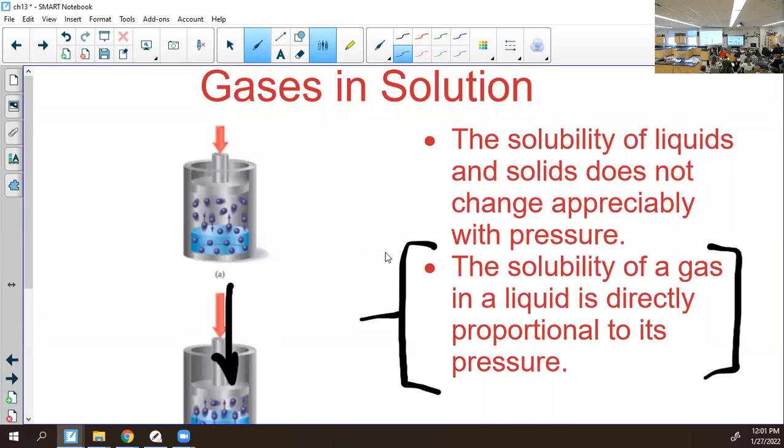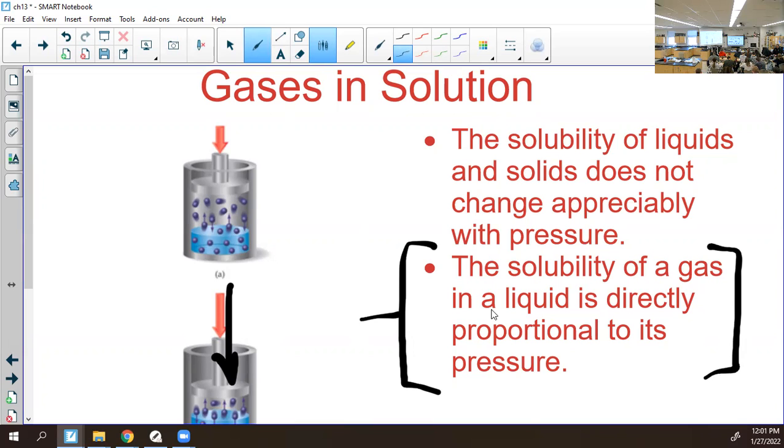The solubility of liquids and solids does not change appreciably with pressure. Okay, so if I have sugar water and I try to squeeze it, the sugar's not going to come out. It's almost impossible to compress a liquid or a solid. They are in their compressed state basically. But the solubility of a gas in a liquid is directly proportional to its pressure.